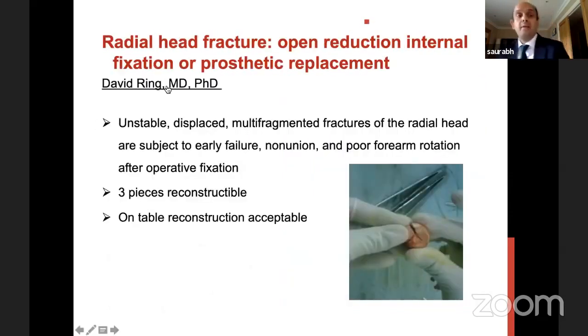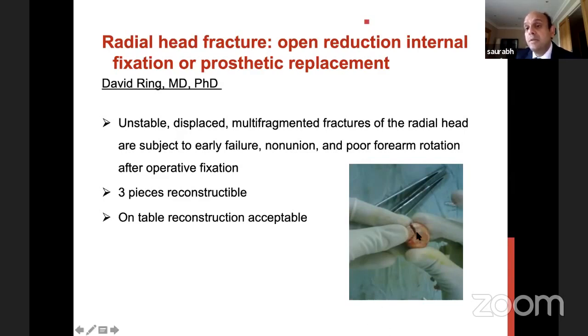Same thing, a paper from Ring, the guy from Boston, Massachusetts who described the medial approach to the elbow. He spoke about which radial head you can fix or not. Two things are important. On-table reconstruction is acceptable. So you can bring it out, get the jigsaw together, hold it with small screws, put a plate if you have to, and put it back on. Second important question, vascularity is still not an issue. If you get a stable reduction and compress the radial head, blood supply grows back into the radial head. Avascular necrosis is not an issue.